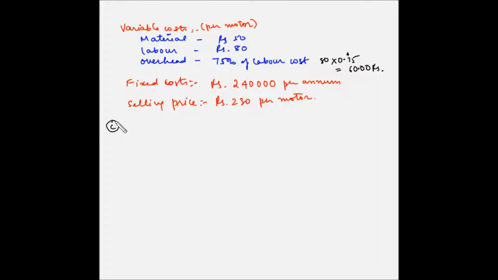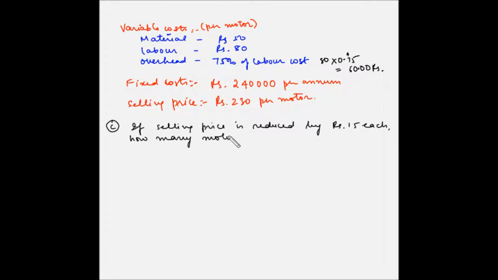So C is that if the selling price is reduced by rupees 15 each, then how many motors have to be sold to break even?